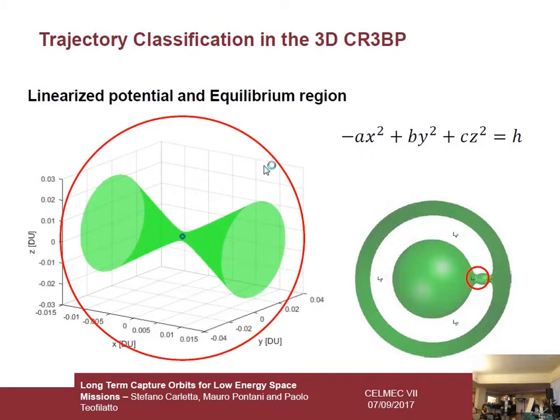So we have to develop the 3D model. We start from energy. We know that the region, the so-called equilibrium region by Conley, is defined by this hyperboloid, this equation, and it just represents the linearized version of the neck of the zero velocity surfaces. In particular, it works for any collinear libration point, but we are focusing on L1.